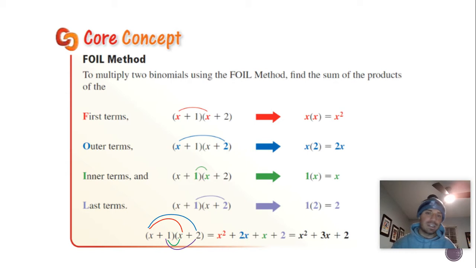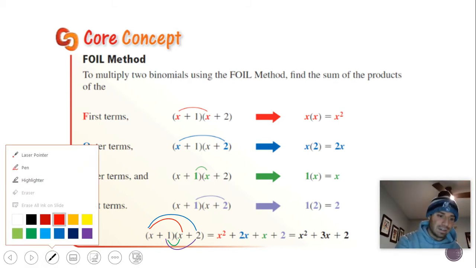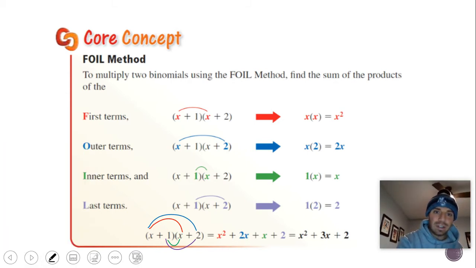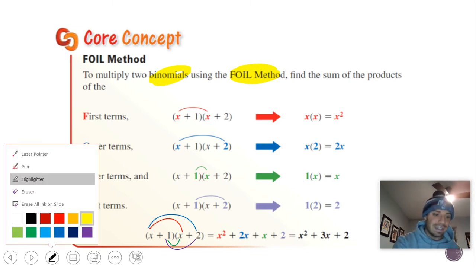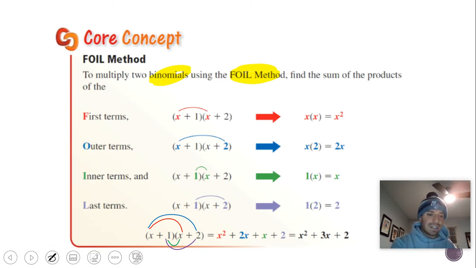To multiply two binomials together, we can use a technique called the FOIL method. FOIL stands for first, outer, inner, and last. It's really a distribution technique to help you remember how to go about doing this. The F stands for the first terms. You're multiplying your two first terms together.